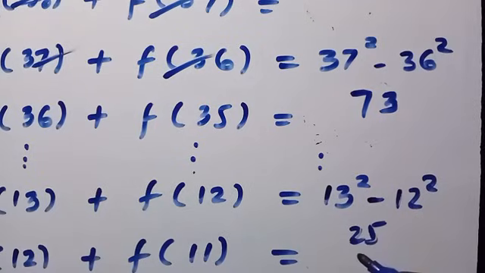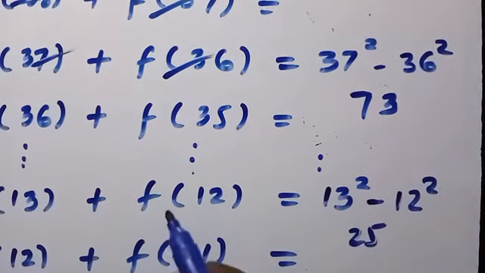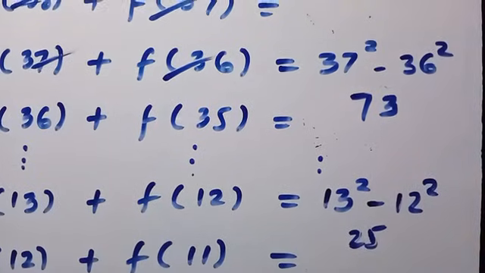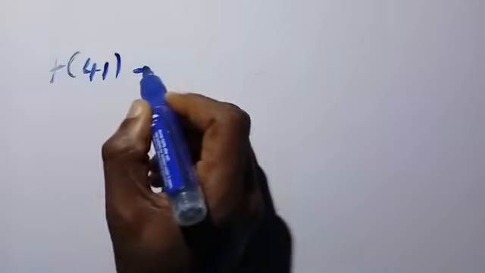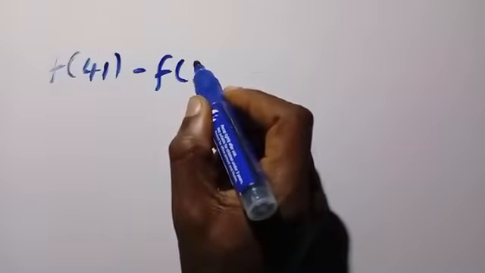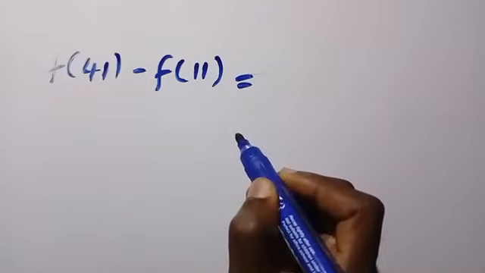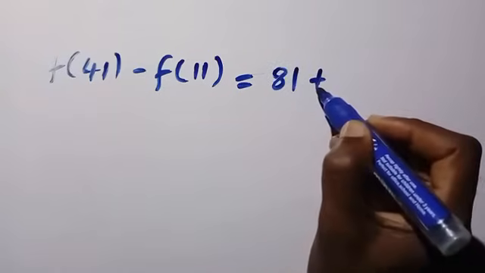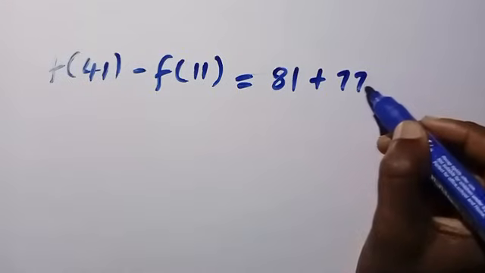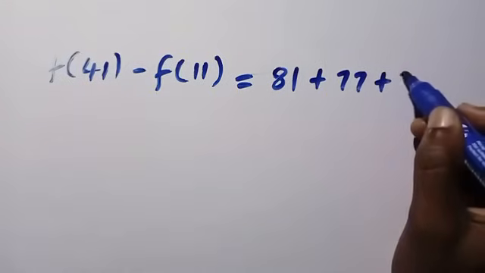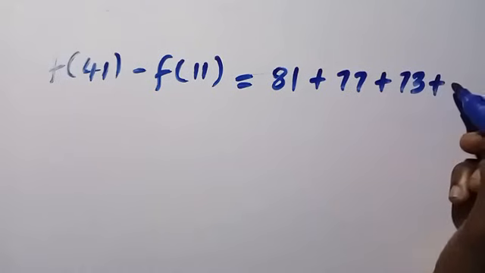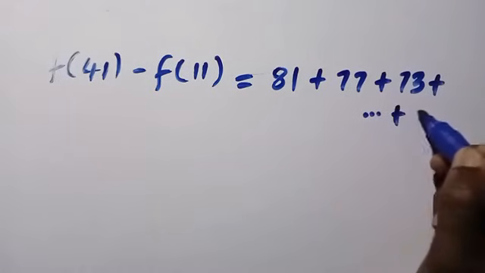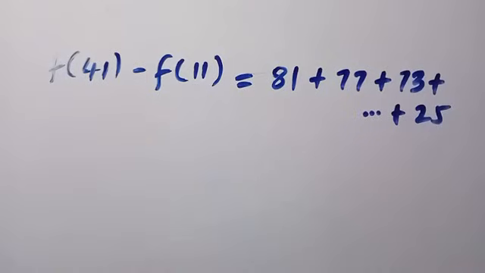So let's try and bring everything together. We are going to be adding these together. Then we now have f of 41 minus f of 11, which equals all the values that we have at the other side, starting from 81 plus 77 plus 73 plus, and that's how it keeps going till it reaches plus 25, which is the last term here.